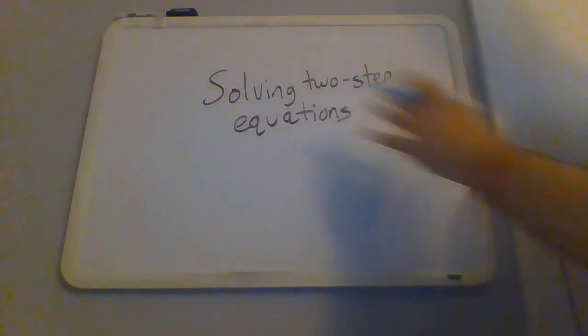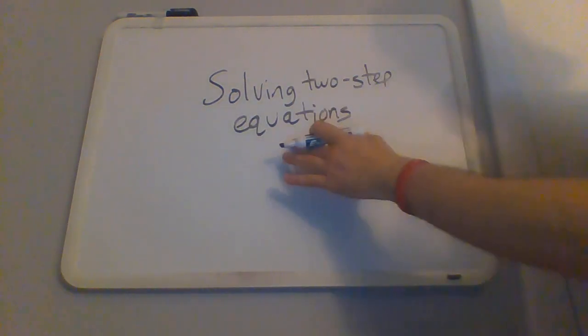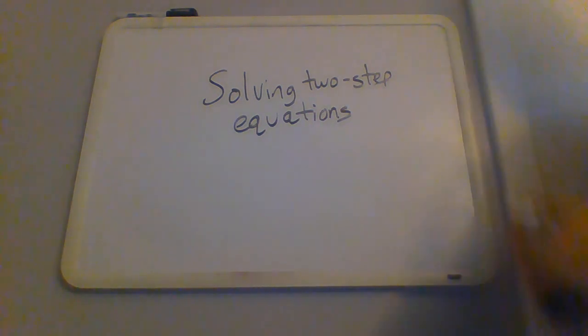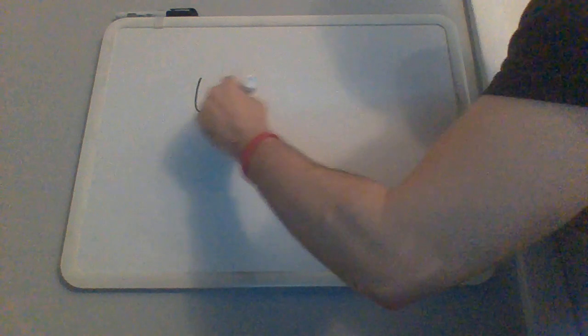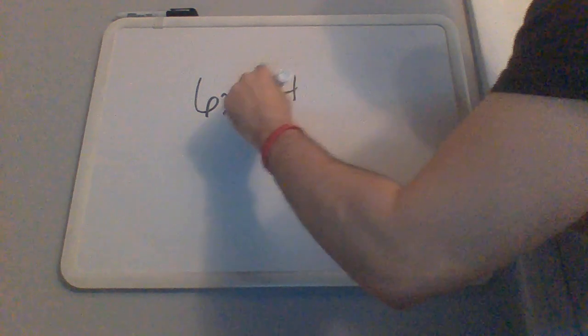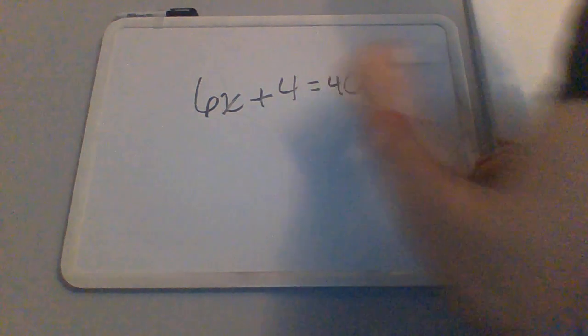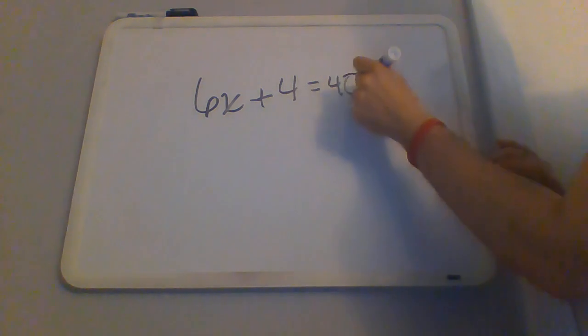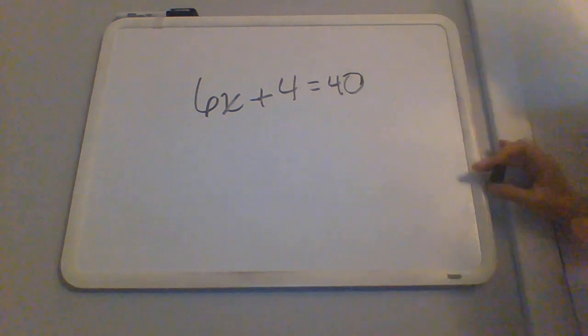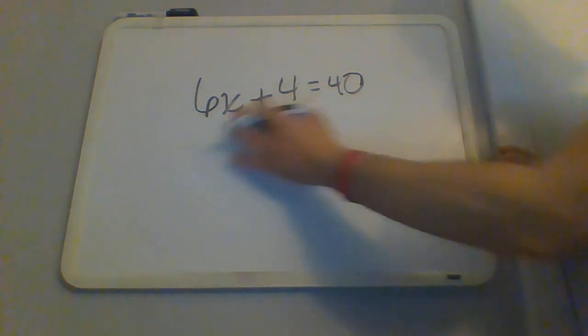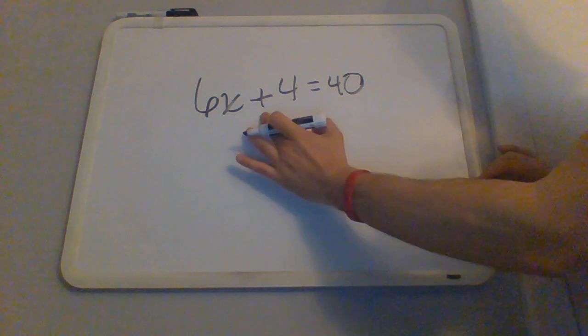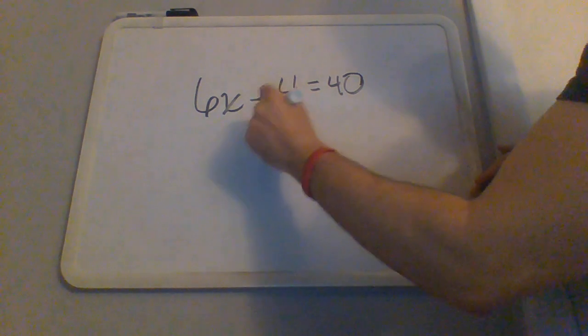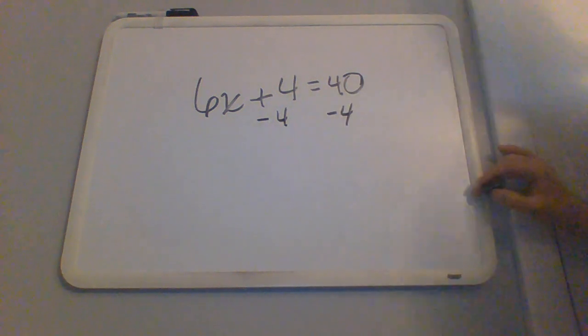So in this video, we're going to learn how to solve two-step equations by isolating a variable. If you have an equation like 6x plus 4 equals 40, whatever is attached to the variable, you want to do that last. In this equation, on the left side, 4 is being added. So we want to subtract that from both sides.